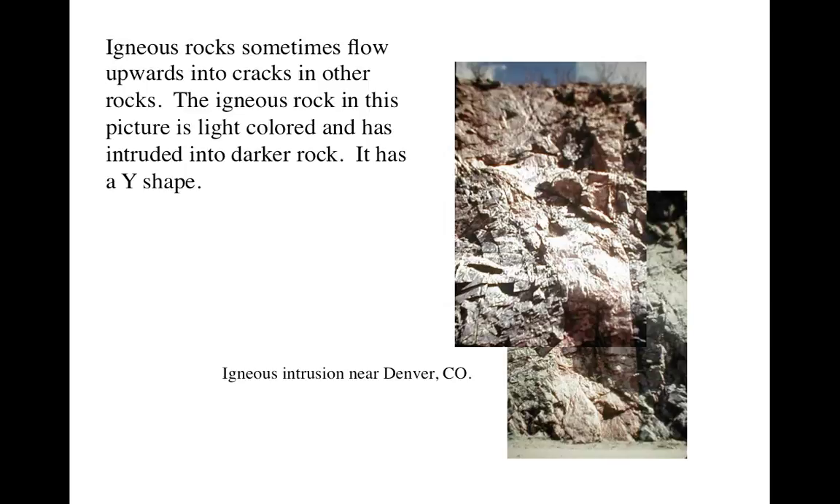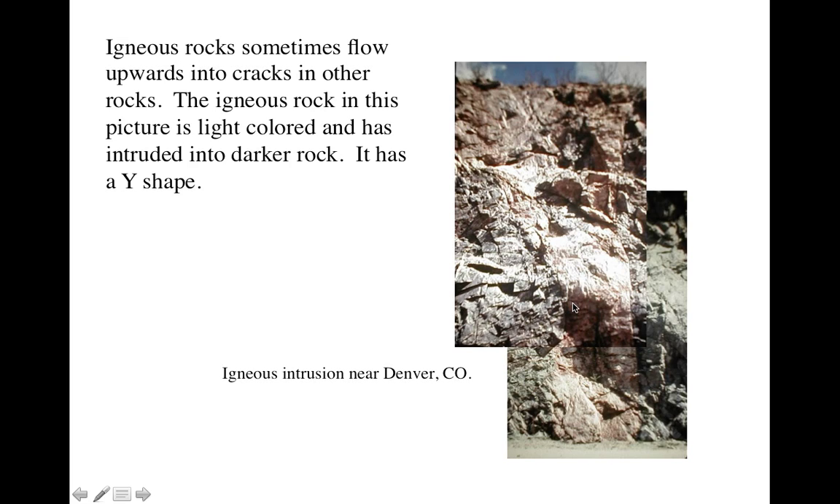Okay, the igneous rock in this picture is light colored, and it has intruded or made its way into darker rock. It's in a Y shape. It's right here. Here's one side. Here's the other, and it comes down right here. What happened first? Well, this darker rock was deposited first, and then somehow it cracked.